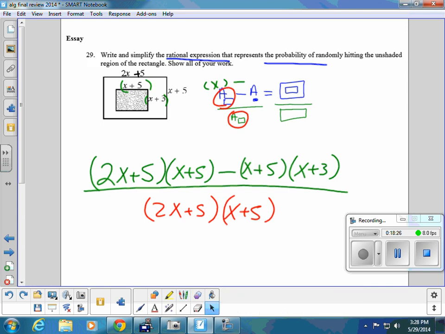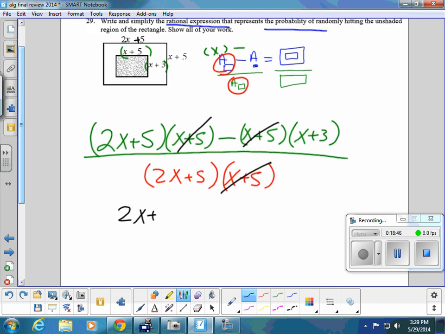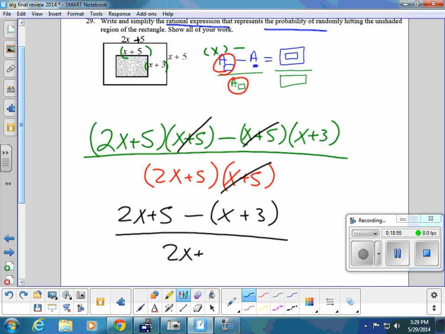Now the trick to these problems is to cancel before you multiply and subtract and do the math here. Since x plus 5 is in both of these, I can factor them out and cancel them with the bottom. Okay? What that leaves behind is 2x plus 5 minus x plus 3. Now I got rid of the parentheses on the 2x plus 5 because I don't need them, and I want to make sure you distribute this negative sign to both of these terms here.